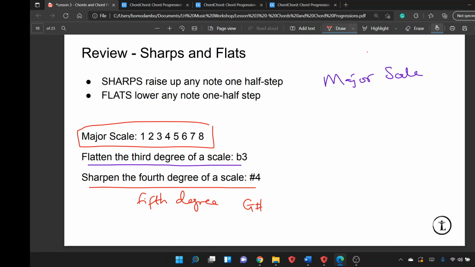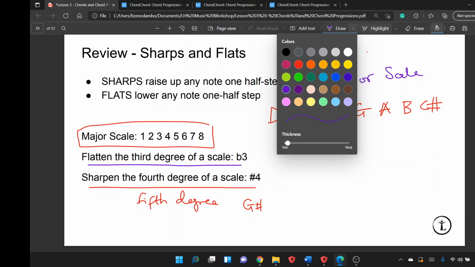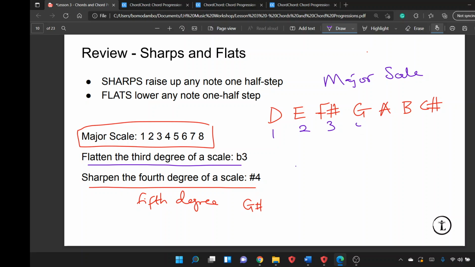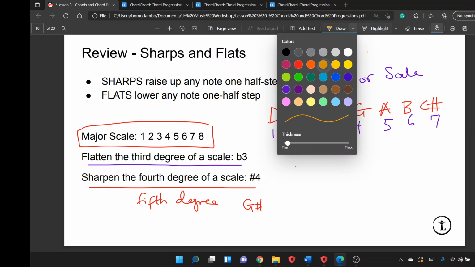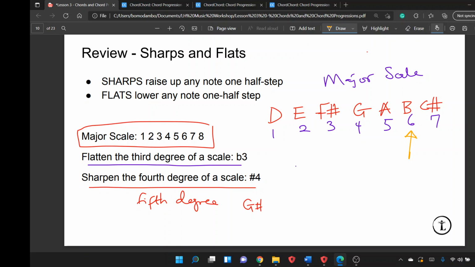So let's take the key of D, for example. So we have D, E, F sharp, G, A, B, C sharp. Okay, and now we are asked to maybe flatten the sixth degree of the scale. Okay, so this is the sixth note. Okay, so flatten 6 would be equal to B flat.